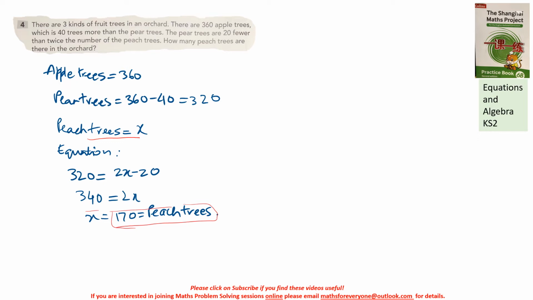So the apple trees are given, which is 360, and that is 40 more than the pear trees. Mind you, it's not times, it's 40 more. So the number of pear trees is 360 minus 40, which is 320. So the peach trees I've assumed is x.